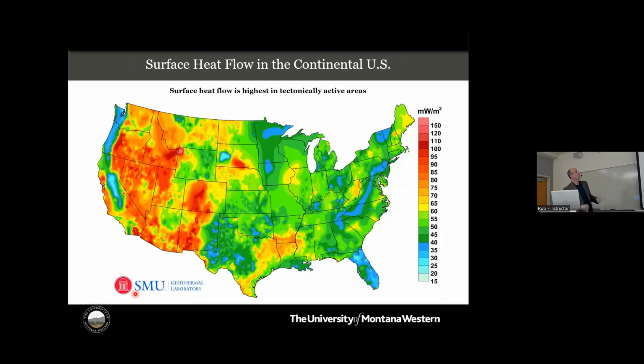All right. So let's hone in on the US. Here's a map of surface heat flow in the continental United States. And what part of the United States is most tectonically active? The West, right? So you can see very clearly the Western United States is great.